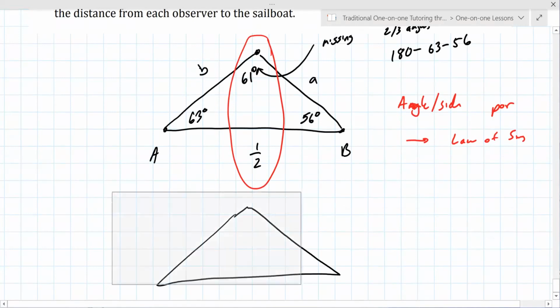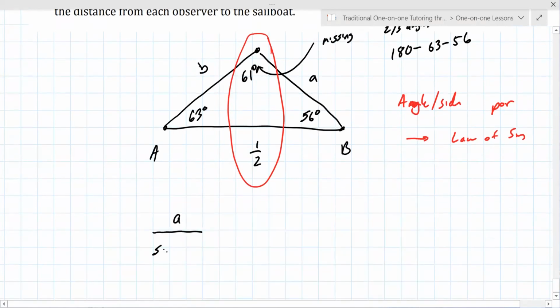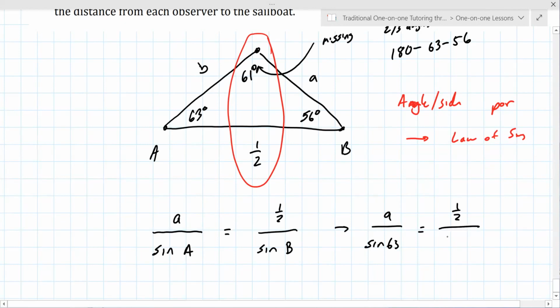So to do this, you just pick one of them. We'll pick little a, for example, over the sine of big A, which you know, equals, and then that's where you have to use this angle side pair that you know, 1/2 over sine big B. So for you, this is a over sine 63 equals 1/2 over sine 61.